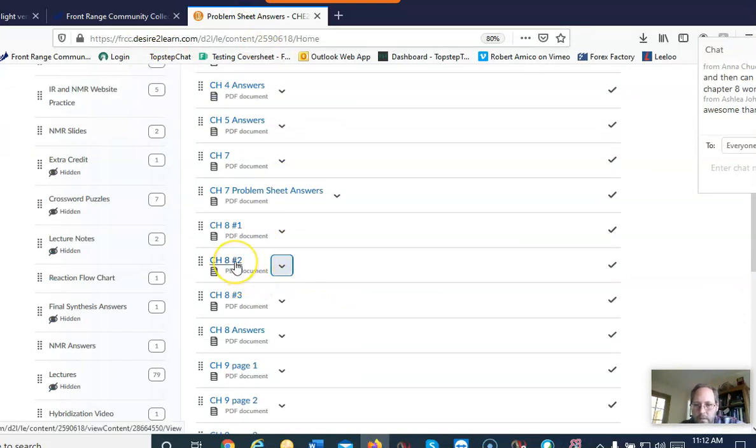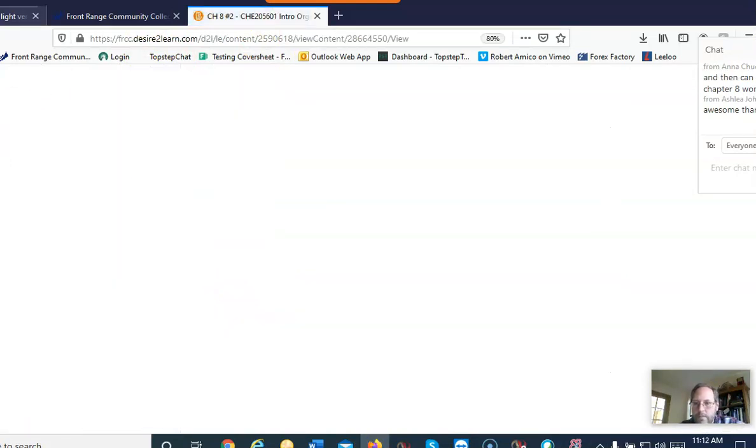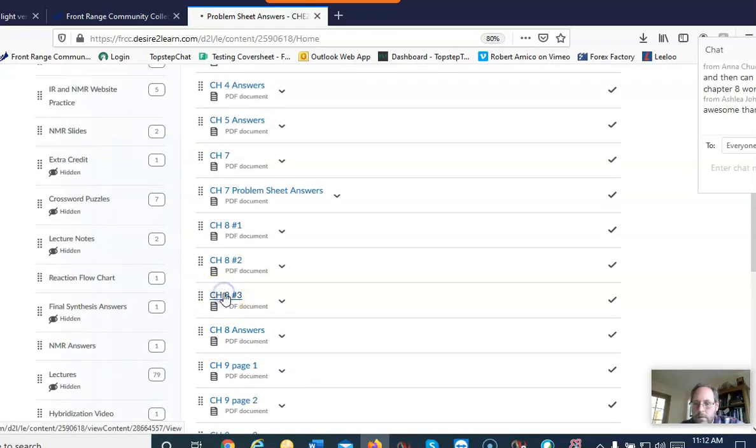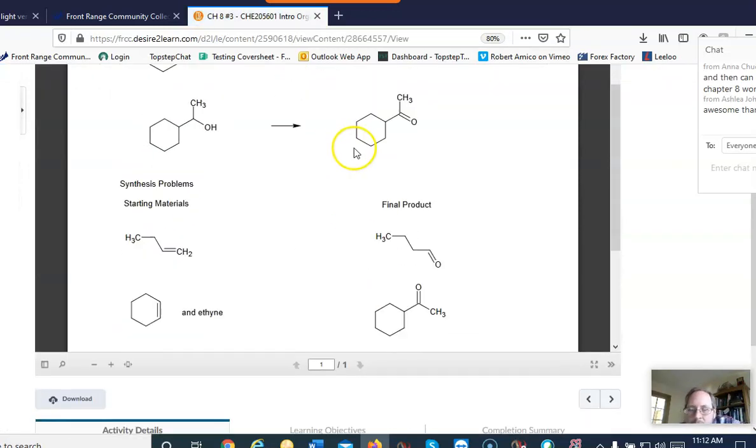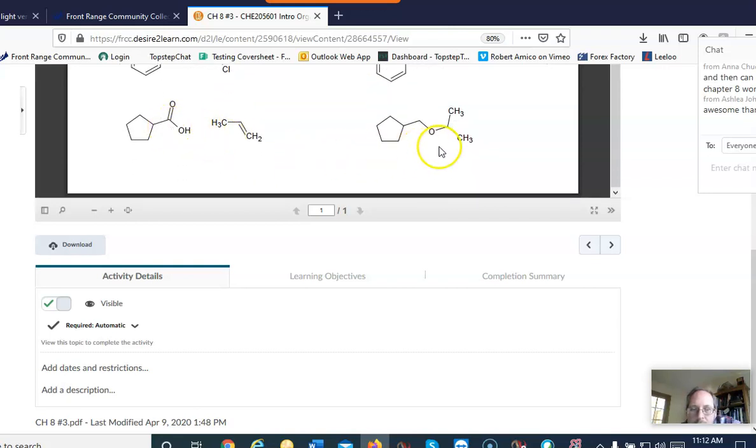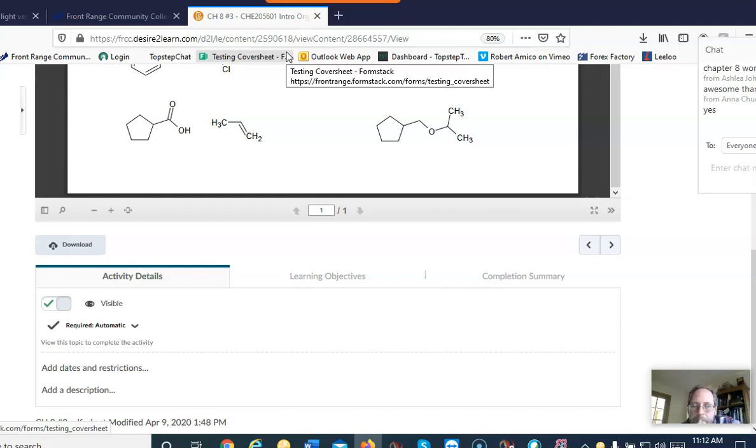Chapter 8, last problem. The last, you're talking about this one right here? I think that, Anna? That one? Yeah, okay. So, this is two pieces, so basically all of the carbon sources have to come from these two compounds. All right, so let's just copy and paste everything.